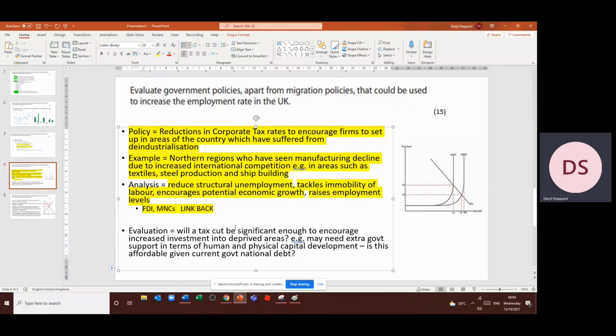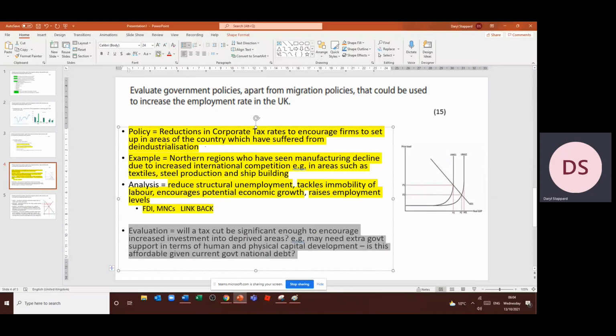This would therefore create potential economic growth, shift out the LRAS curve, and raise the need for workers in a part of the country with high immobility of labour problems. Now, if I was thinking about evaluation, you've got this problem. Will a tax cut be significant enough to increase investment into deprived areas?